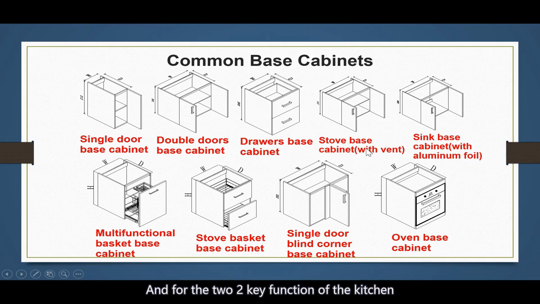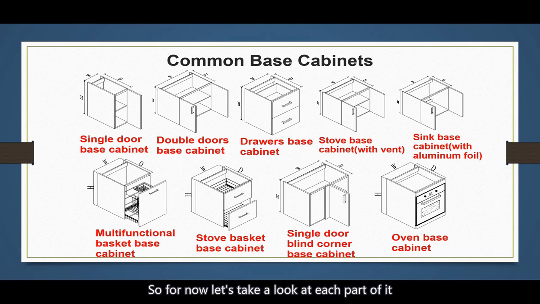And for the two key functions of the kitchen, the stove and the sink, the cooking and the cleaning part of the kitchen, we offer two special cabinets to serve these functions, to have the sink or the stove installed above it. So we've got the stove base cabinets with vents, and we've got these sink base cabinets with special back bottom panels. Besides this, for the majority of base cabinets, we offer the multifunctional basket base cabinets and the other pull-out base cabinets. We offer the stove basket base cabinets. So sometimes, instead of going for two doors, we can also go for two equal drawers. We offer blind corner base cabinets. We offer the appliance base cabinets, and so on.